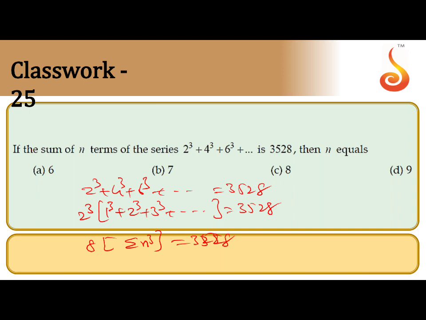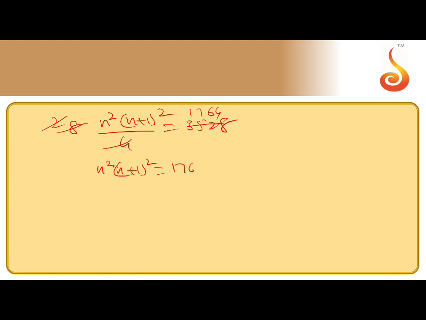So 8 into sigma n cube is 3528. 8 into sigma n cube, what follows? n square into n plus 1 whole square by 4 equal to 3528. So now this one, 4 ones, 4 twos cancel. 2 ones, 2 ones, 2 7, 6 4. That means n square into n plus 1 whole square equal to 1764.